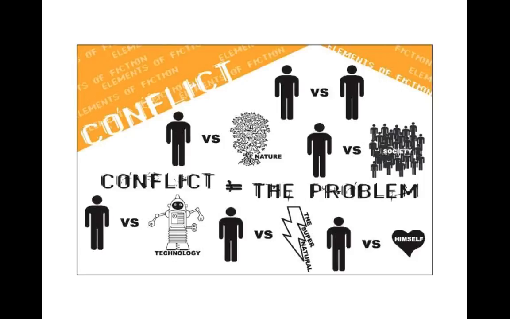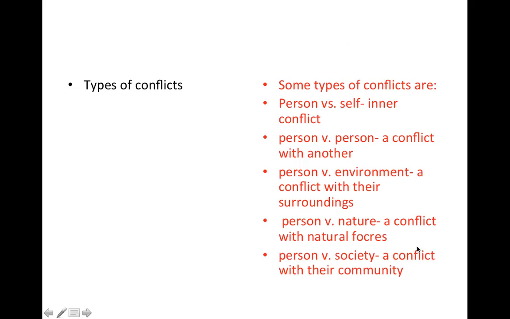There are many different types of conflict, and types of conflict is what we are going to talk about next. As you can see here, there are some visual examples. You can have person versus person, person versus society, versus nature, technology, supernatural, a lot in sci-fi novels, or versus yourself. So here we have different types of conflict. Go ahead and write down as many of these as you can. We will be exploring these plus so many others in our novel, The Giver.